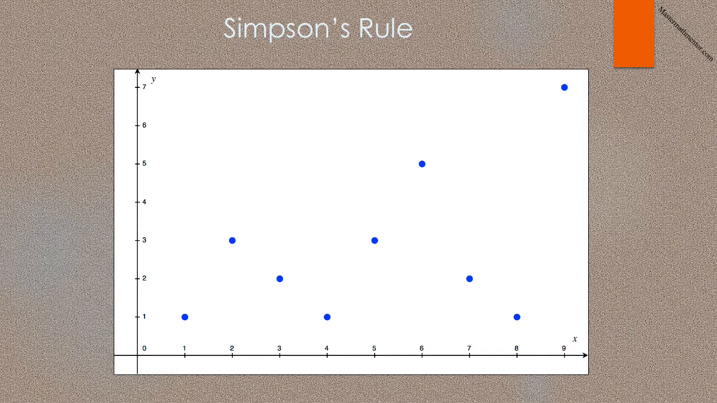Suppose we have a continuous function passing through the points (1,1), (2,3), (3,2), (4,1), (5,3), (6,5), (7,2), (8,1), and (9,7), as shown on the graph. In your manuals, draw 4 parabolas through the first 3 points, points 3 to 5, points 5 to 7, and then the last 3 points.